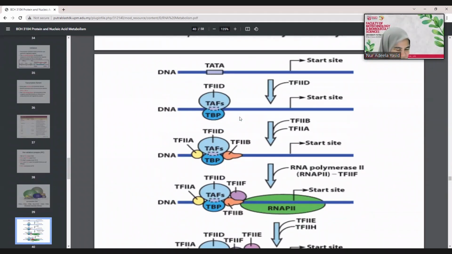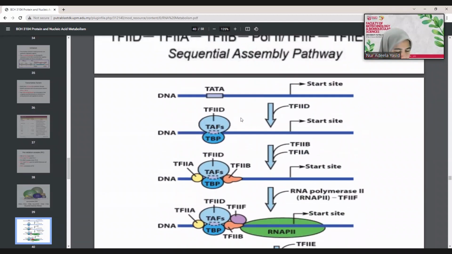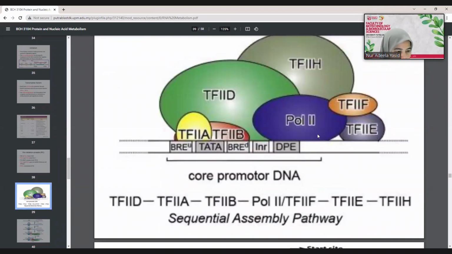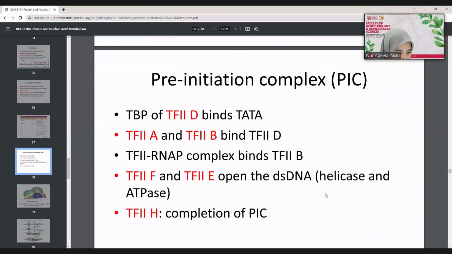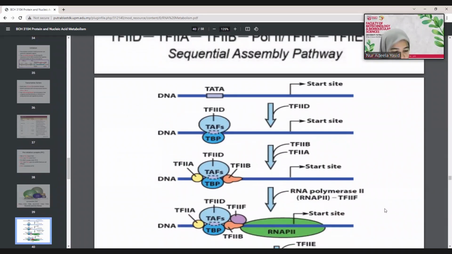All right. So this is another diagram to explain the formation of pre-initiation complex. You can understand the process by looking at either this diagram or this diagram.